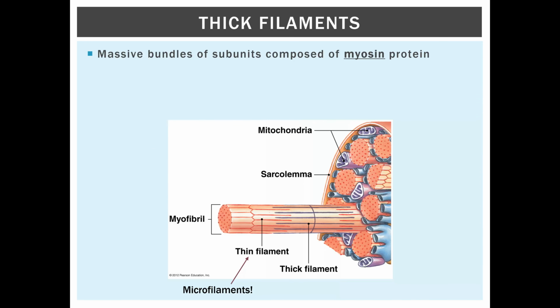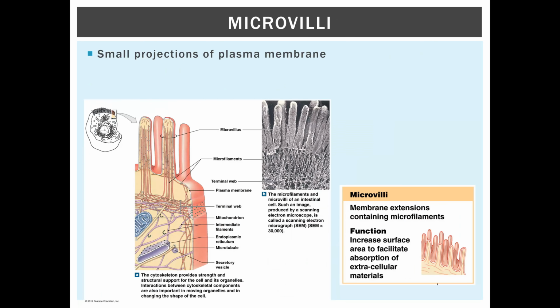Thick filaments are very massive bundles of subunits that are composed of a protein called myosin, and these are found only in muscle cells, and we're going to talk a lot more about these later in the semester. Here's a picture of a muscle cell, and again, this is coming in more detail in Chapter 10. The thick filaments are here, and then notice that microfilaments are called thin filaments here, but they are the same thing. And again, we're going to get into much more detail in Chapter 10. So that was the cytoskeletal elements.